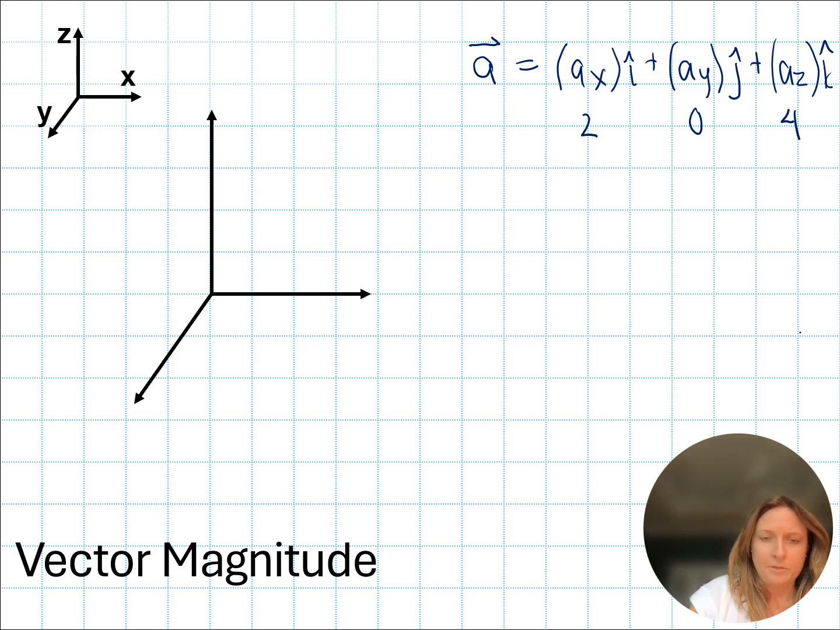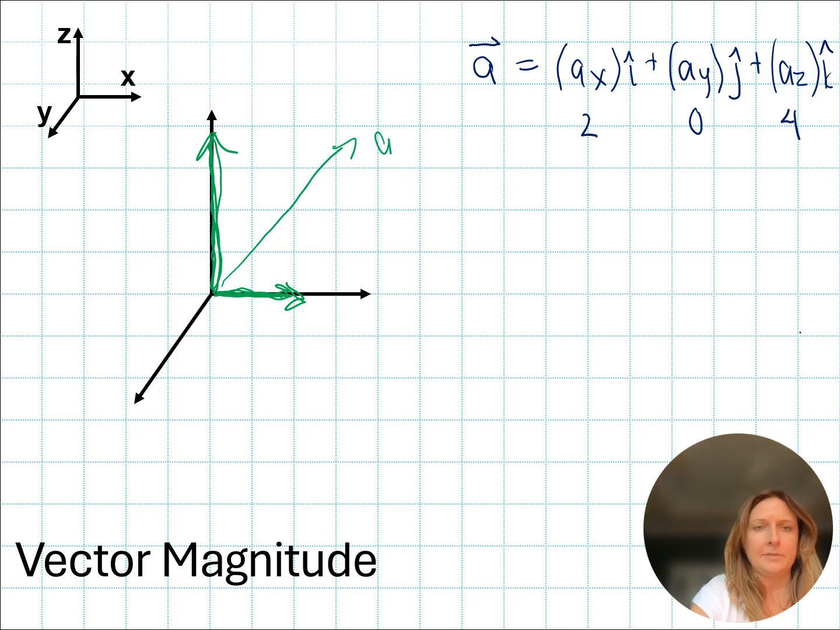So if I want to draw what that looks like on my coordinate axes, I would have my acceleration along my x-axis, and then a larger component of acceleration along my z-axis, something like this. And then the two of them together would be my acceleration vector.